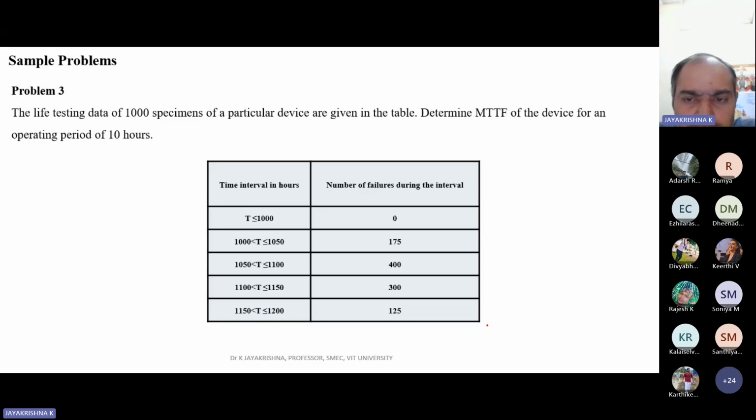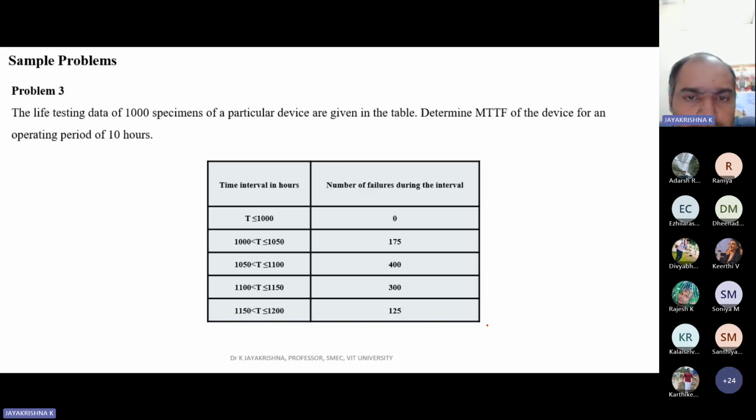For this, they are going to give, for example, from t equal to 0 to 1,000, 0 components failed. From 1,000 to 1,050, 175 failed. From 1,050 to 1,100, 400 failed. From 1,100 to 1,150, 300 failed. From 1,150 to 1,200, 125 components have failed. So between these five different durations, they give the number of components that failed.